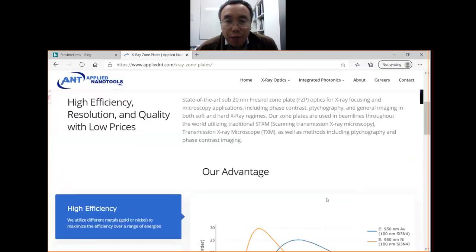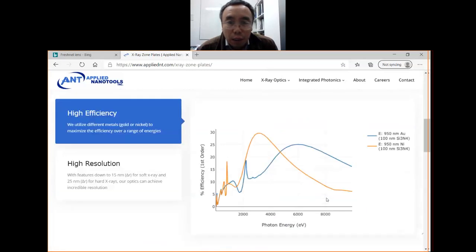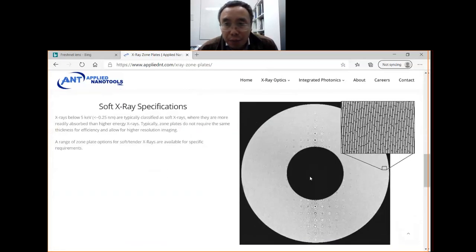This is the SEM image of the zone plate. The metal here is gold: gold absorber on top of a very thin membrane. The gold lines are not connected. You can see it's broken, there are lots of broken parts. This is because the work is done by electroplating.